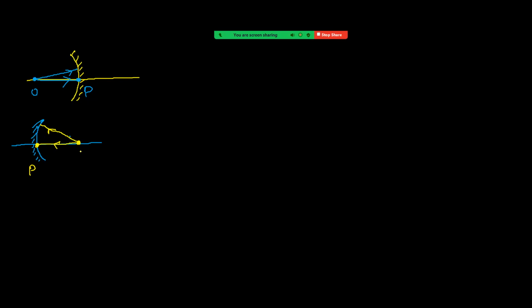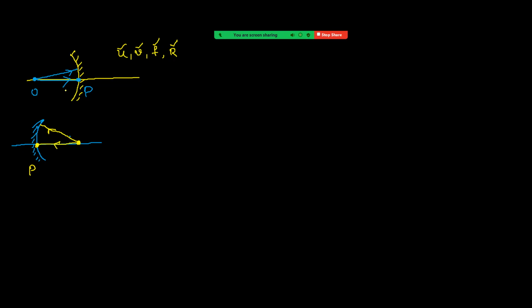Now here we are taking u, v, f, and R. These are the x coordinates of the object, image, focus, and center of curvature. I am repeating, these are the x coordinates of object, image, focus, and center of curvature. Let us see now the signs for these.